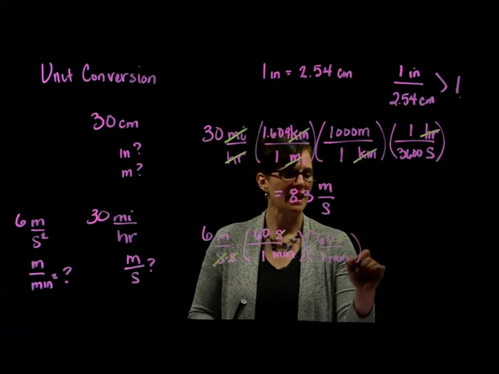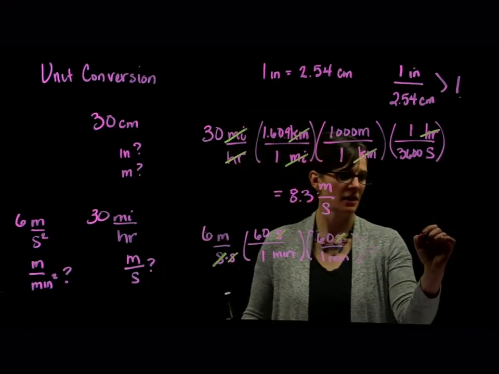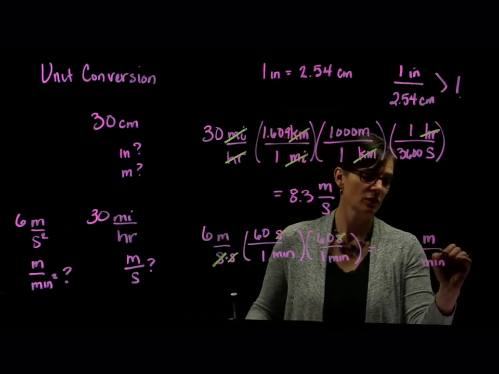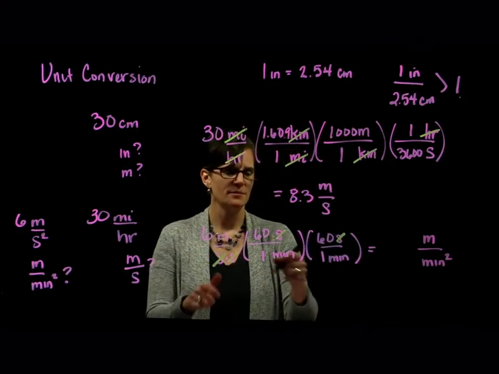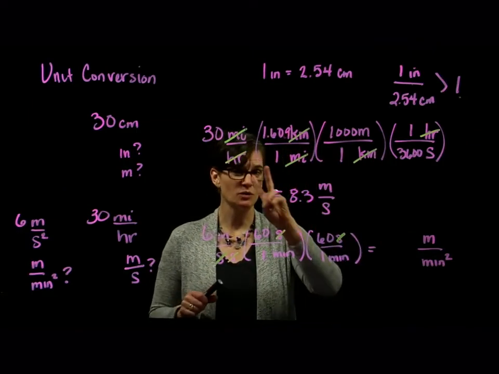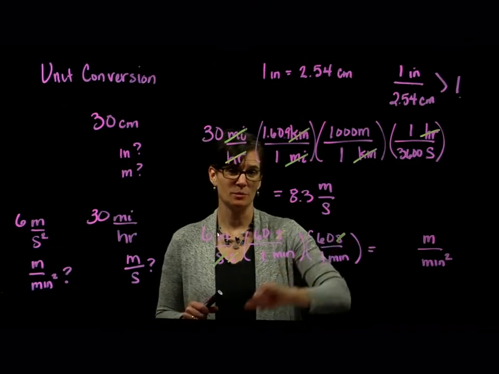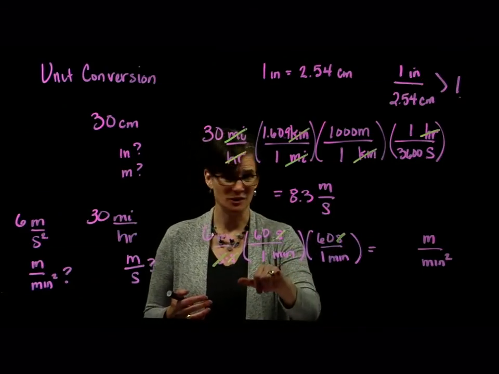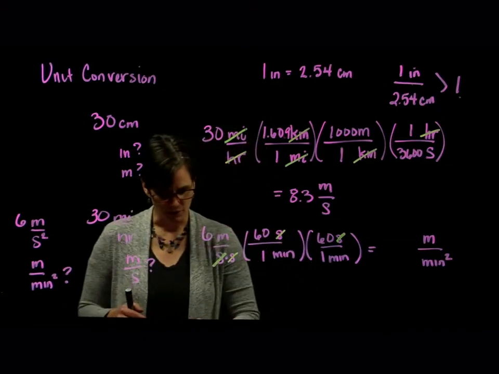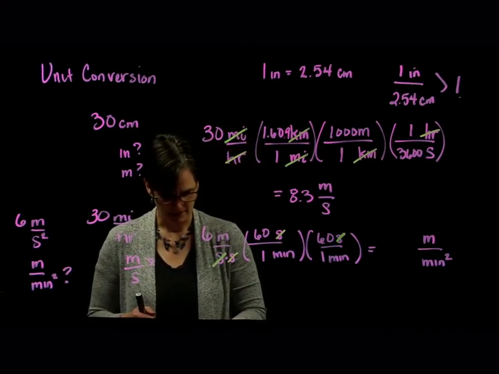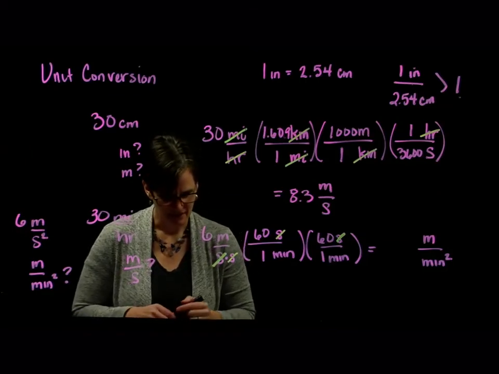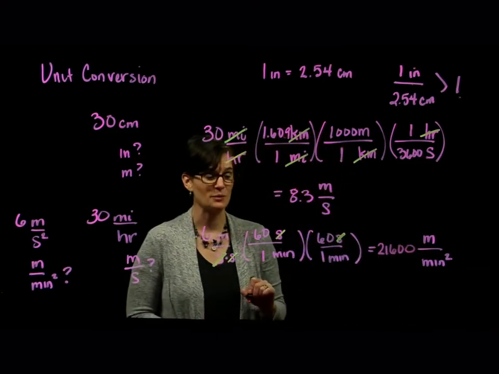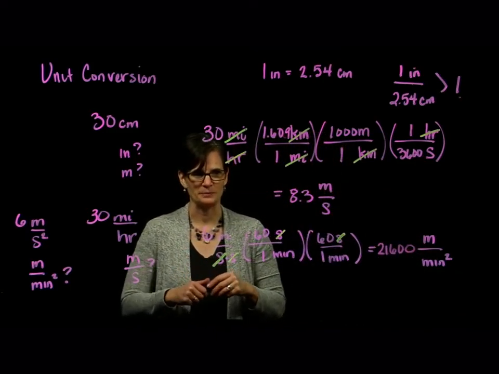And I'm left with my unit: meters on the top, minute times minute, or minute squared, on the bottom. So I have to do my ratios twice to get rid of those units appropriately. If it was a cube, 3 times. If it was squared on the top, I'd have to do that one twice. All right, so 6 times 60 times 60 gives me 21,600 meters per minute squared as my acceleration.